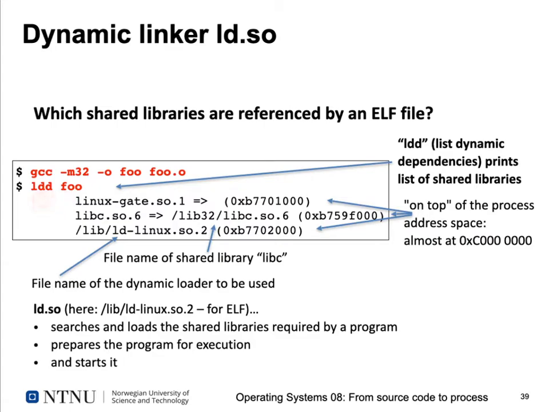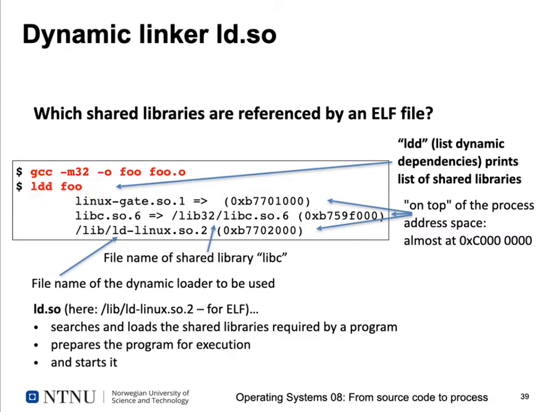So ldd actually is a support tool for the dynamic linker, and you can try to remember it as list dynamic dependencies. So ldd takes an executable ELF file and prints the list of referenced shared libraries inside of it. And there we see one thing we've already known. Libc is our C library. .so stands for shared object, and .6 is a version number.